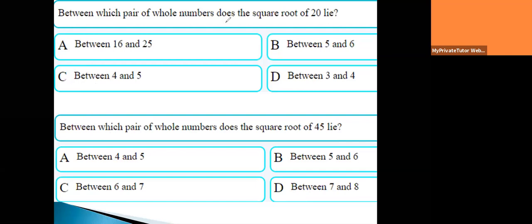Between which pair of whole numbers does the square root of 20 lie? So how do we solve this kind of question? We know square root of 16 and square root of 25, right? And square root 20 falls in between 16 and 25. So what is root 16? 4, and root 25 is 5. So the answer is 4 and 5. Do you guys understand? Do you want me to repeat it again?